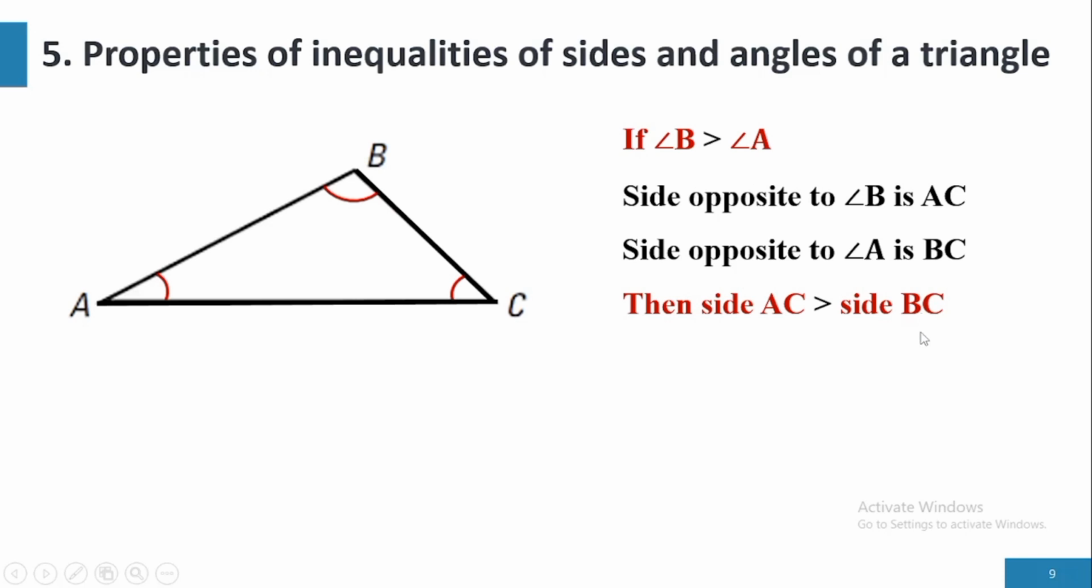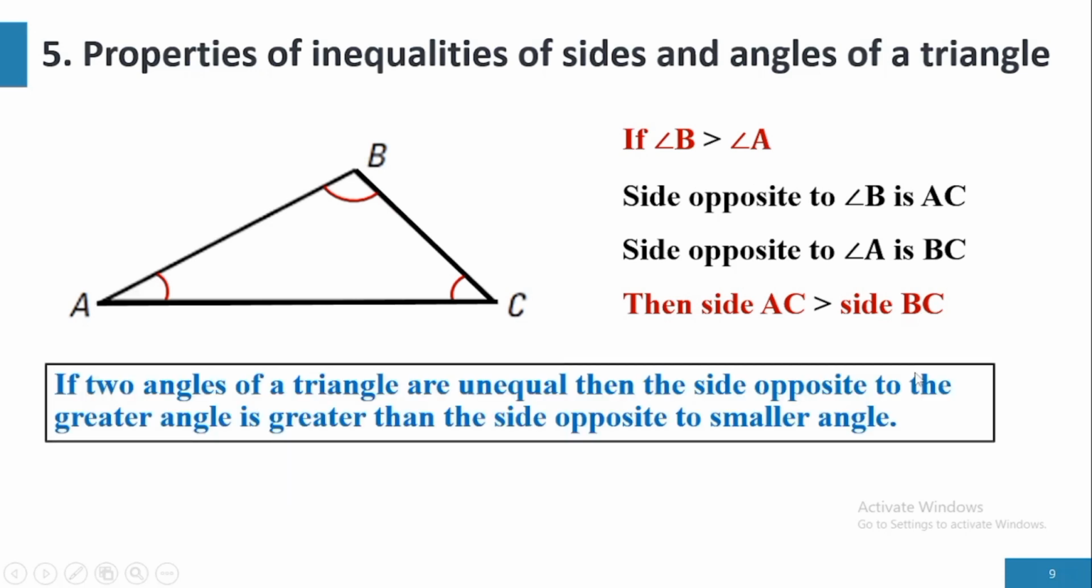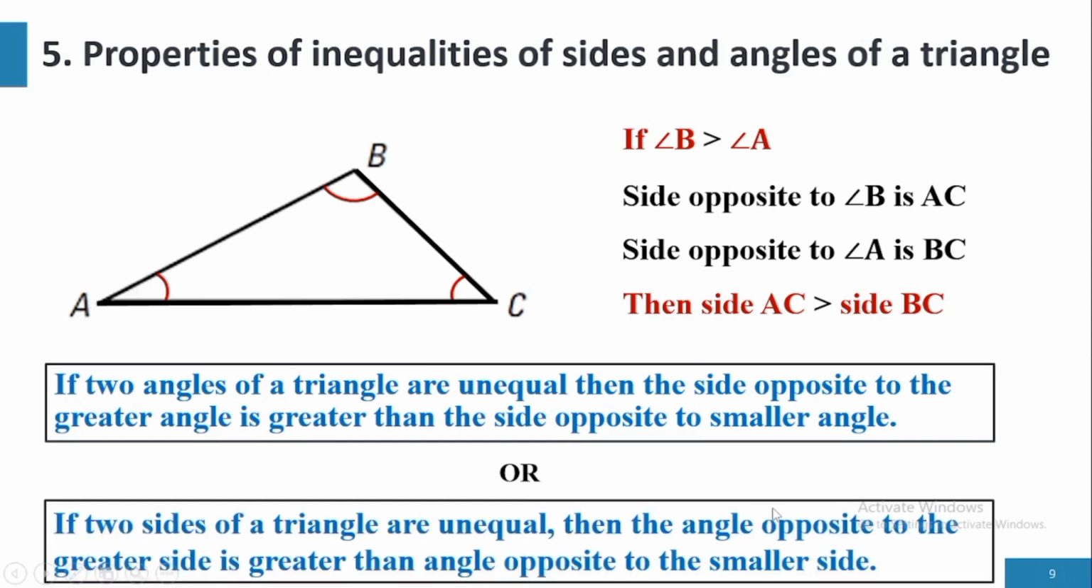Understood, children? And this is known as, if two angles of a triangle are unequal, then the side opposite to the greater angle is greater than the side opposite to the smaller angle. And it is true vice versa as well. That is, if two sides of a triangle are unequal, then the angle opposite to the greater side is greater than the angle opposite to the smaller side.